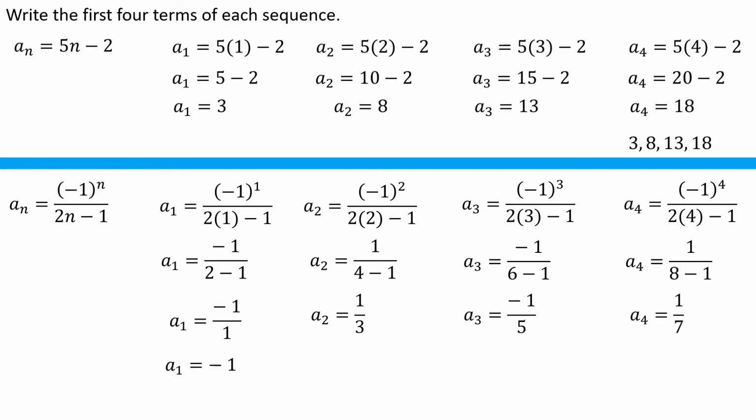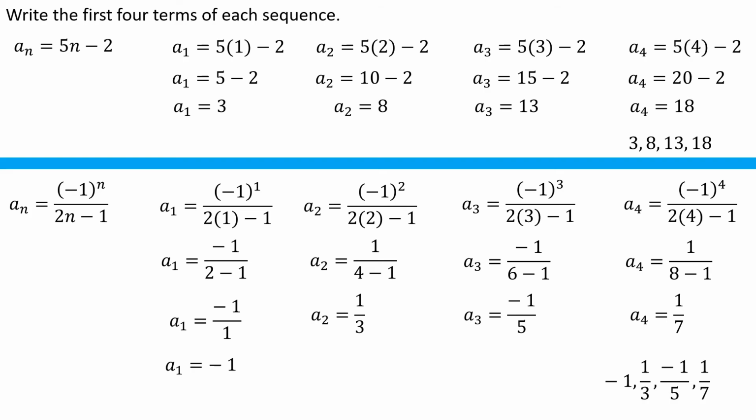So let's put this list of numbers together. Now again, a normal person would say, hey, look, it's a list of numbers. A mathematician would say, hey, those are the first 4 terms of the sequence. A mathematician will call it a sequence instead of a list, and will call those terms instead of numbers. Mathematicians are kind of weird.